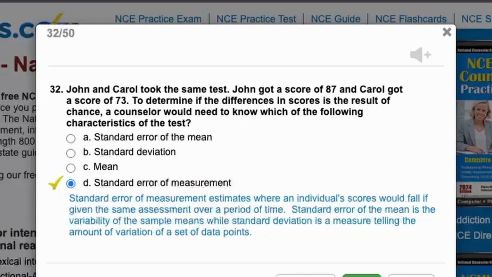D. Standard error of measurement estimates where an individual's scores would fall if given the same assessment over a period of time. Standard error of the mean is the variability of the sample means, while standard deviation is a measure telling the amount of variation of a set of data points.